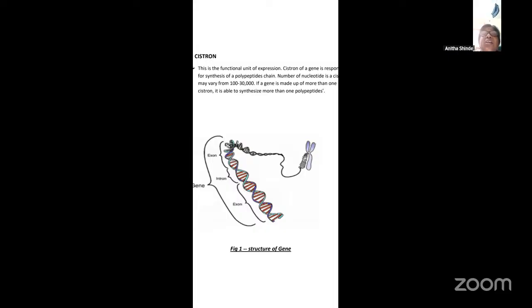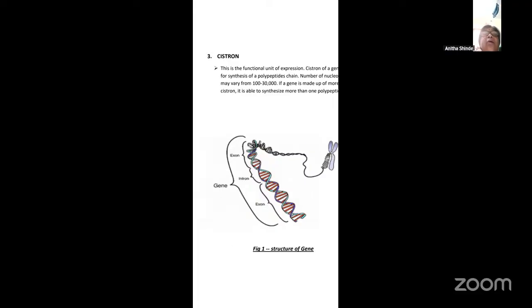Or polypeptide chains. So the number of nucleotides in a cistron may vary between 100 and 30,000. If you take a gene, the number of nucleotide pairs present in it varies from 100 to about 30,000.